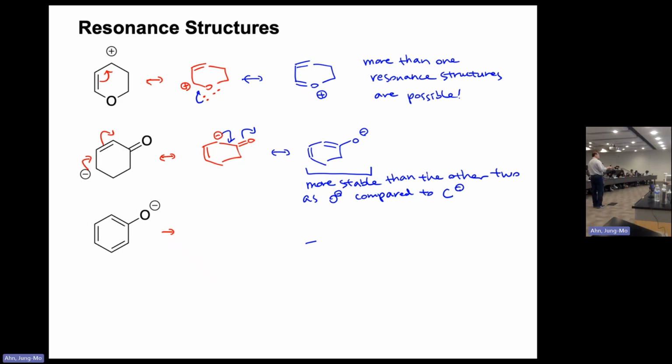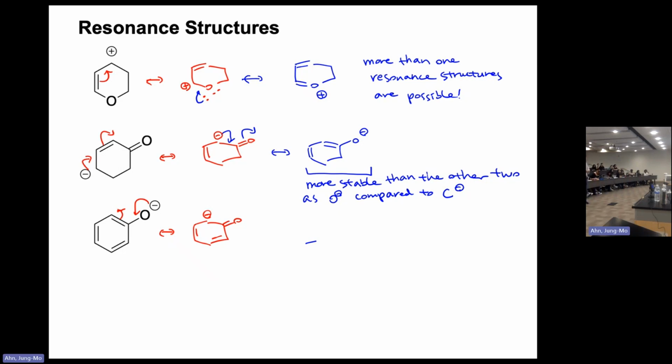Oxygen is negatively charged. Can you draw the resonance structure? In order to make a resonance structure, this electron pair has to come in here, right? Then this carbon's going to be 10 electrons, so that has to go up. So that makes this negative charge on the benzene ring. But now the aromaticity is broken. But it's possible. Is that the only resonance structure you can draw?